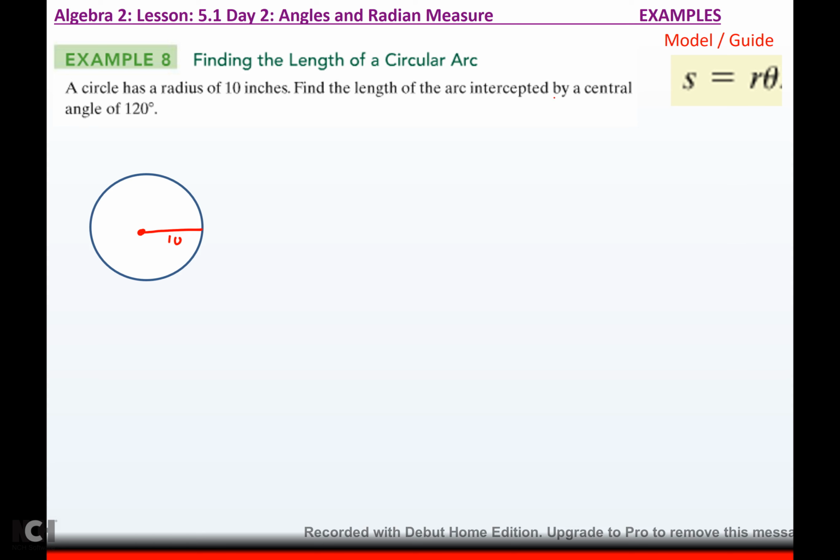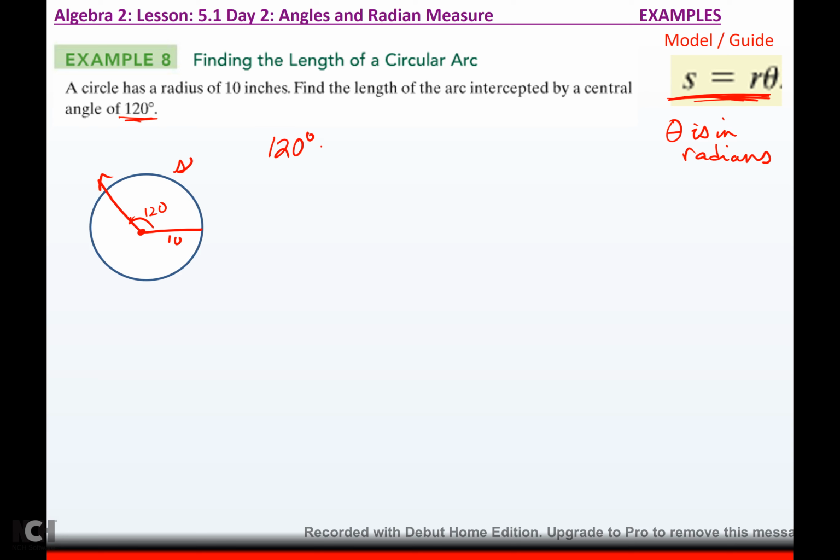Alright, so it says a circle has a radius of 10 inches. Find the length of the arc intercepted by a central angle of 120 degrees. That would be about 120 degrees, and they want me to find this arc length. The problem is, this formula is for when theta is in radians. If your theta is in degrees, this formula isn't going to work. You can't plug in 120 for theta.